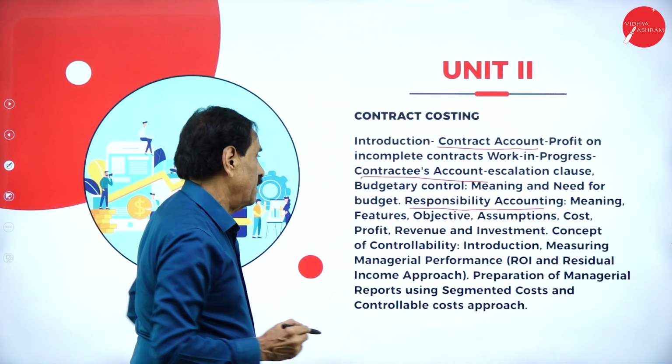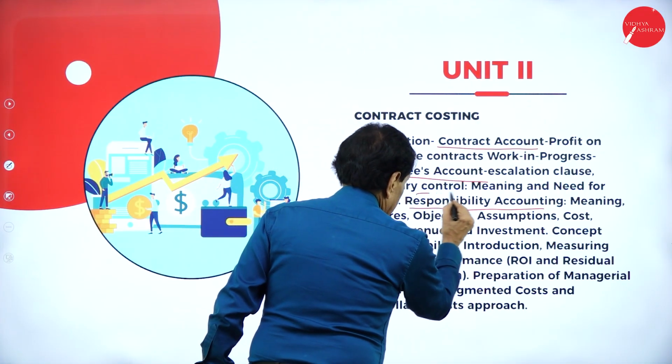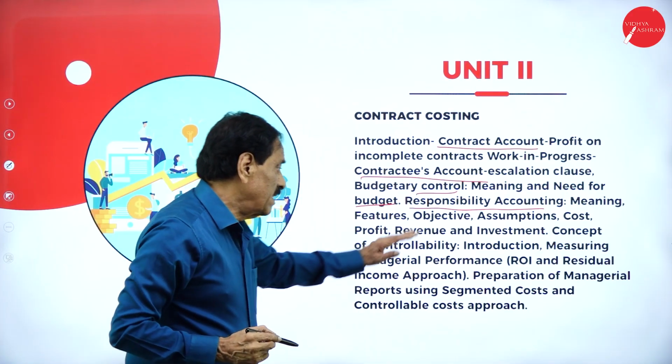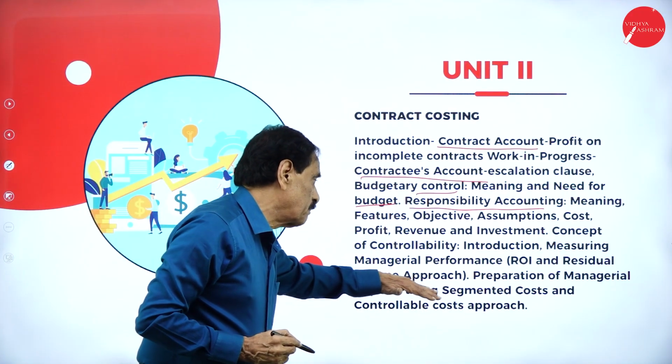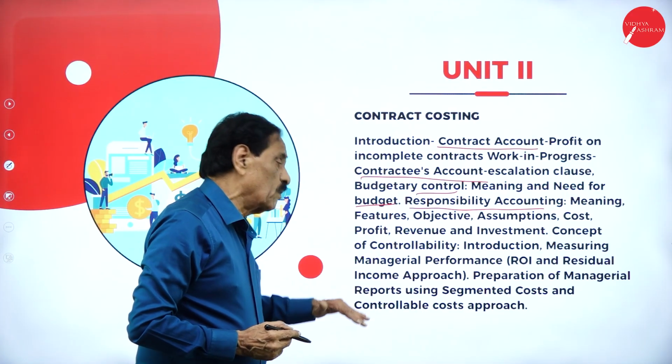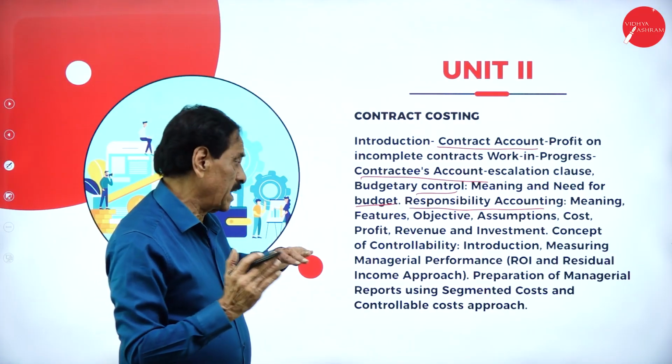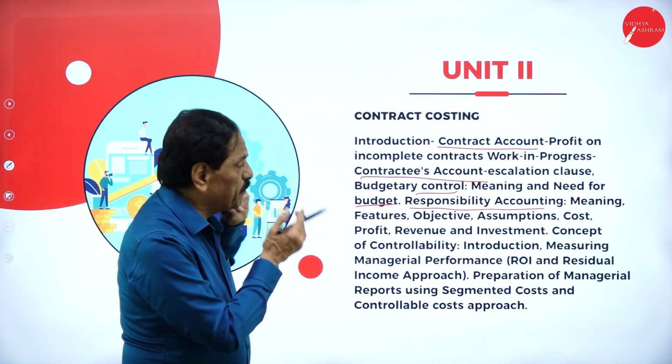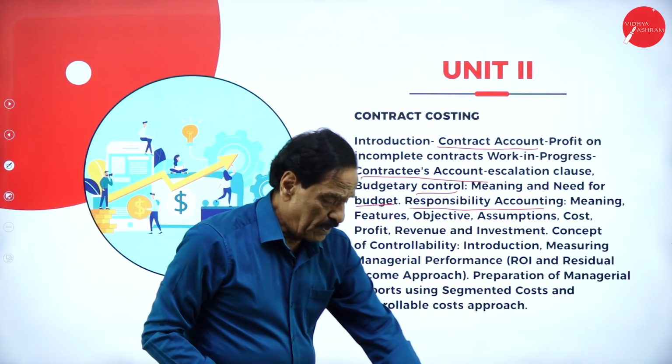need for budget they will ask. Budgetary control is theory they will ask, and all these are the controllable cost approach, preparation of managerial reports. You have to make the managerial reports at the end of the year, how the reports will be prepared. So we'll move on.